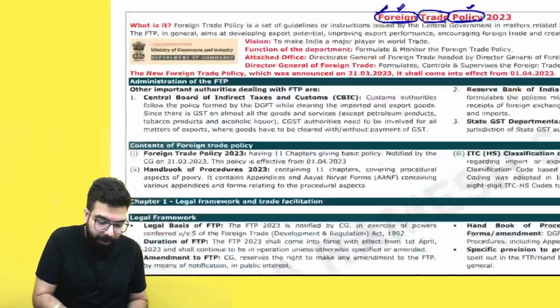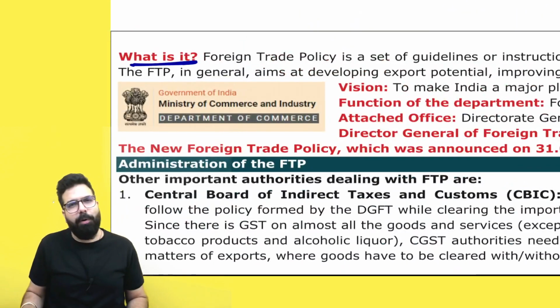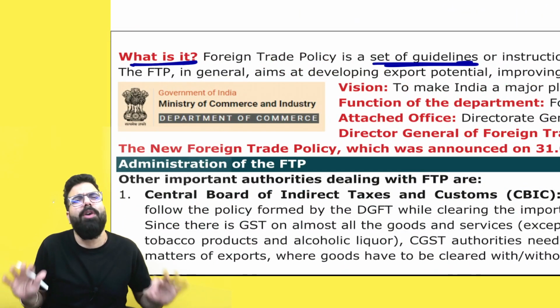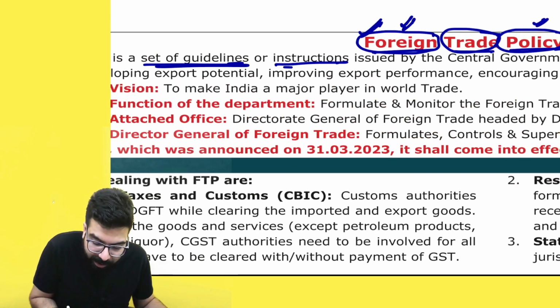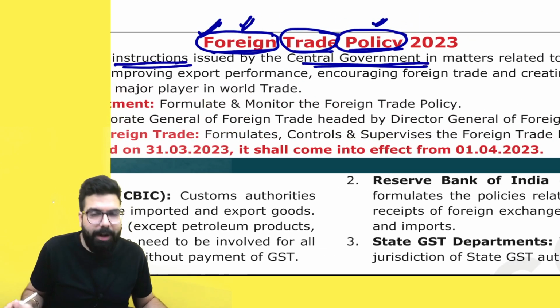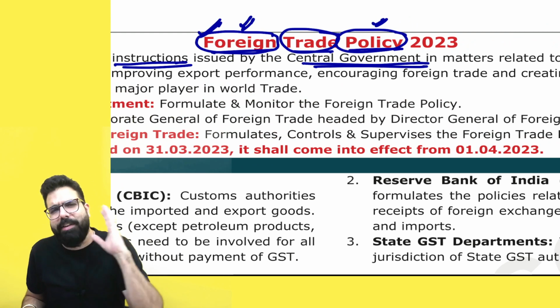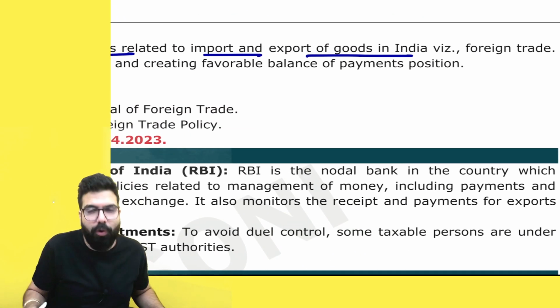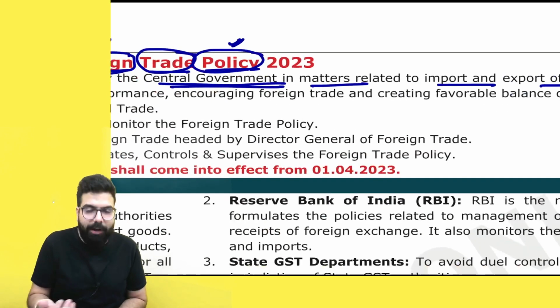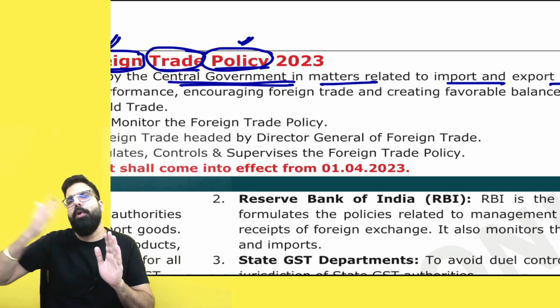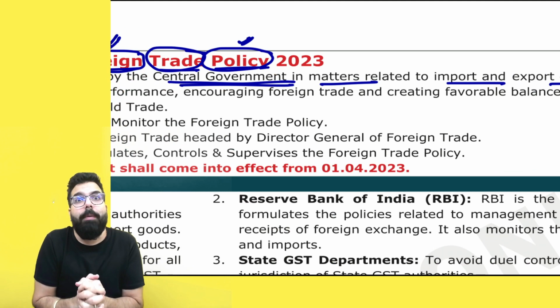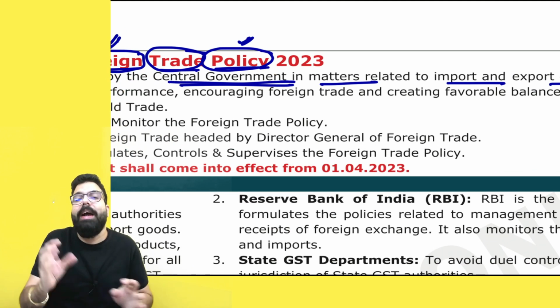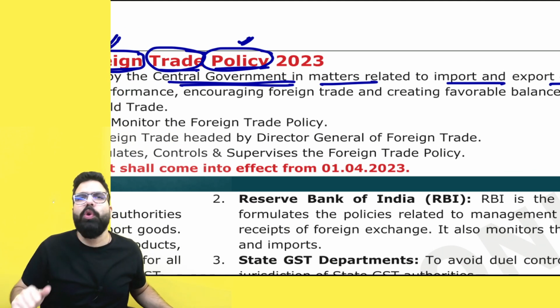Now, what is the foreign trade policy? The foreign trade policy is just a set of guidelines and instructions issued by the central government in matters relating to import and export of goods. Basically, in matters relating to import and export, what will be the policy of the government, what does the government want, that is demonstrated through the foreign trade policy.